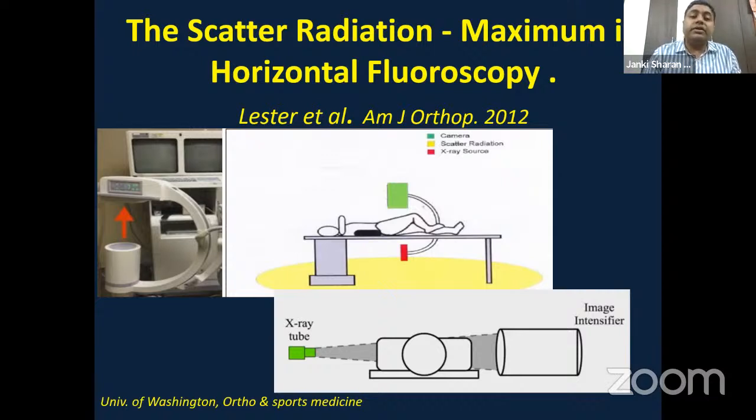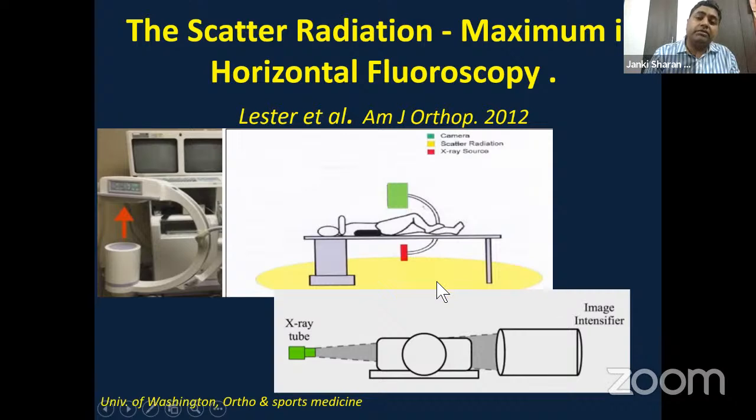Then how can we use that? One thing we can show here, there are two parts of the C-arm. One is the X-ray source and another one is the camera. So the X-ray source is where the arrow is pointing, and the plate is on the other side. So it is important to know because you should expect more radiation behind the X-ray source.